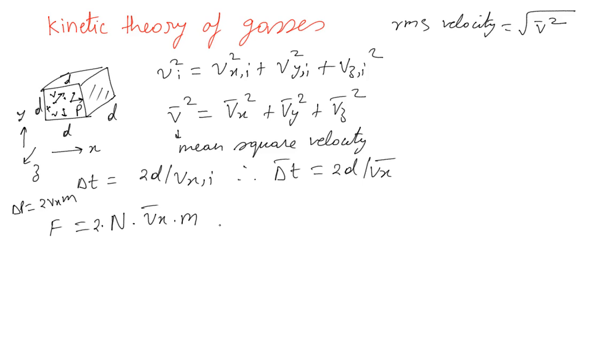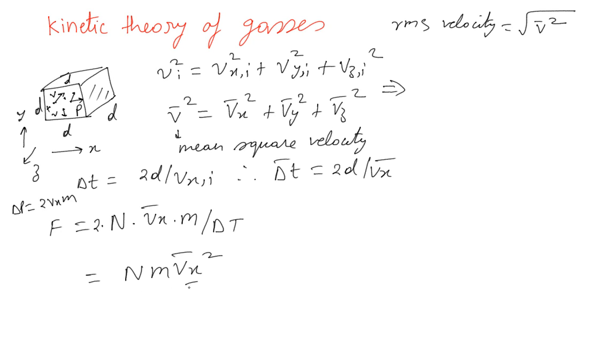Now all these n atoms are striking every delta t seconds, so you have to divide by delta t to get the force, that is, momentum change per unit time. From here you can find, first of all, what is delta t, which we already know. This is n m vx squared over d. This is the force applied by all the particles on this wall.